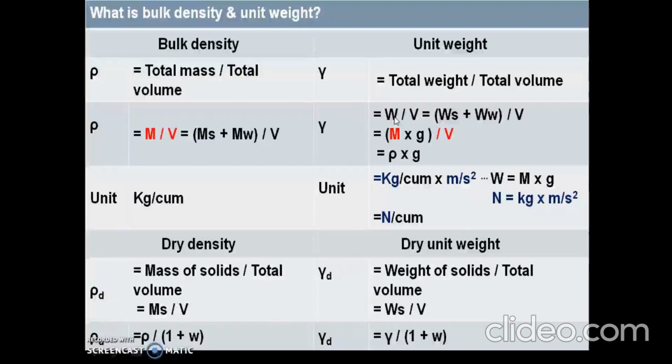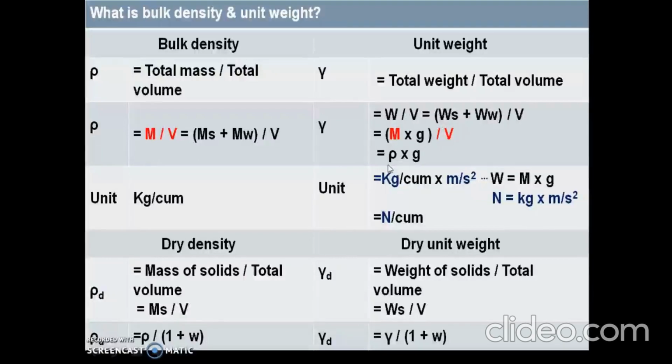W is written as mass into acceleration due to gravity. But what is m by v? M by v is nothing but rho. Hence, it is replaced by rho. So, the equation for unit weight is equal to rho into g.